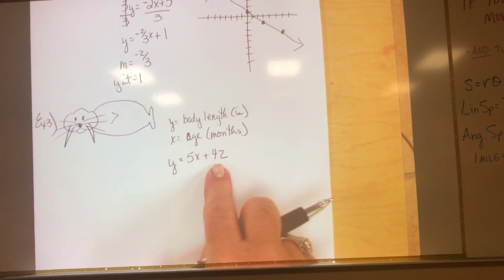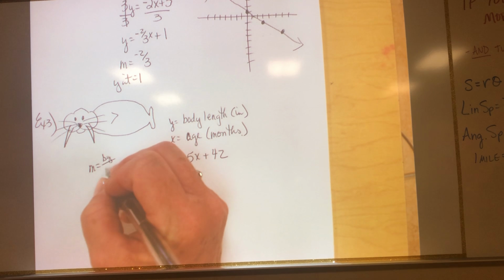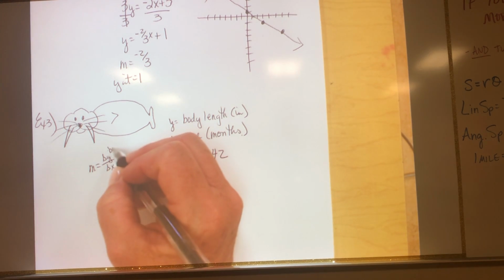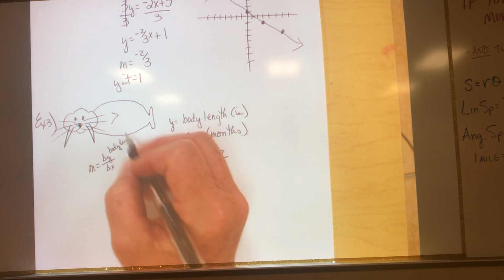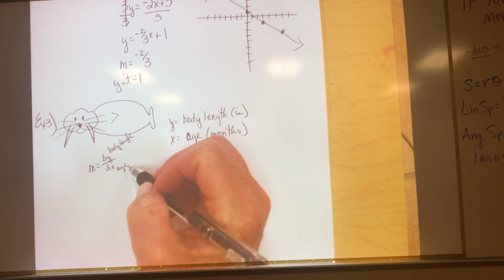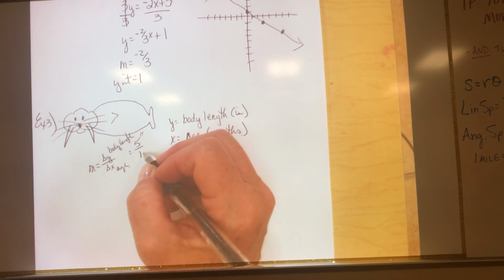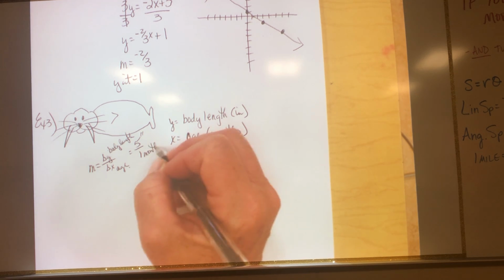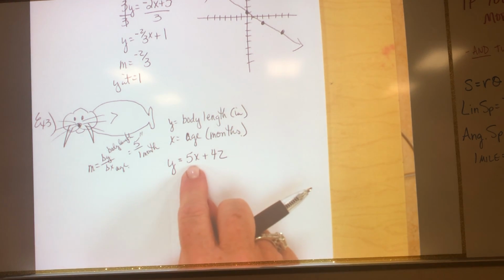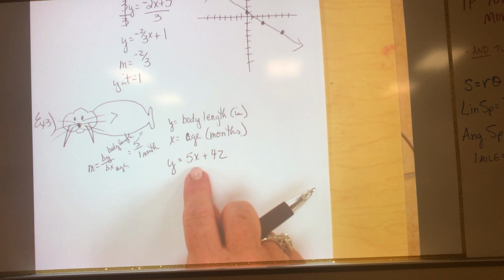So remember this. You said slope was 5, right? Slope is delta y over delta x. Y is his body length, and x is his age. It's his body length with respect to his age. So if it's 5 over 1, he grows 5 inches every month. So if I said, tell me the rate of growth of this walrus calf, you wouldn't say it's 5 because that's the slope. You would say he grows 5 inches every month.